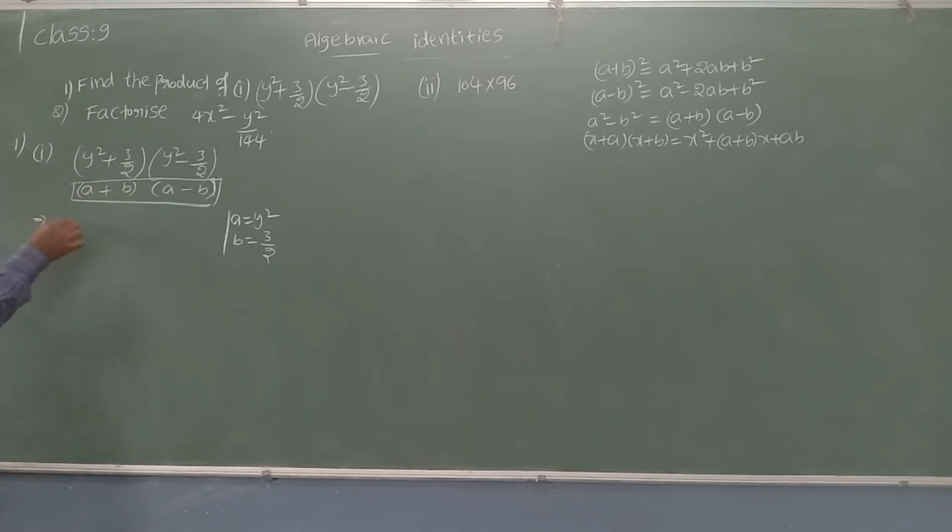What is the formula we have? It is a square minus b square, where a is equal to y square, whole square as it is, minus b, which is 3 by 2, whole square. Simplify this: y to the power of 2 into 2, y power 4, minus 3 square is 9, by 2 square is 4. Y power 4 minus 9 by 4. This is the product for the given question. Hope it is clear. Now let's see the second one.